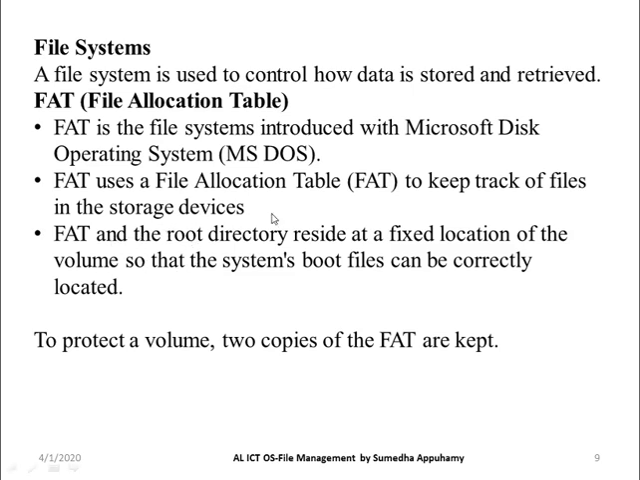FAT and root directories reside at a fixed location of the volume so that the system's boot files can be correctly located. To protect a volume, two copies of FAT are kept. Now here the file allocation table and the root directory reside at the fixed location of the volume.